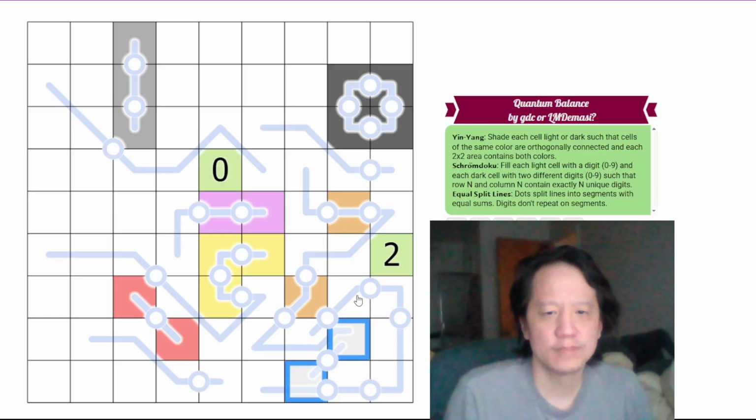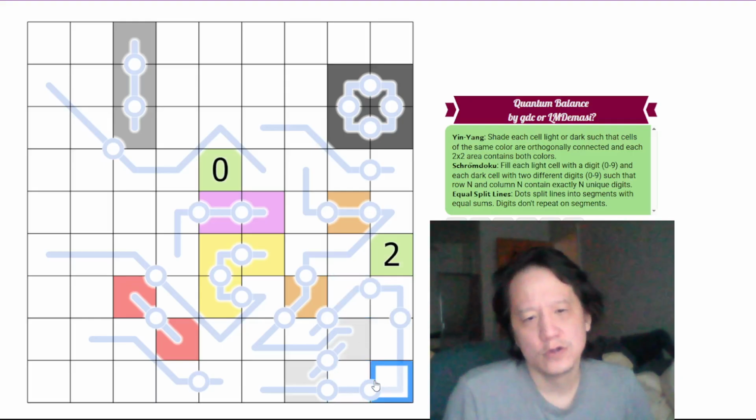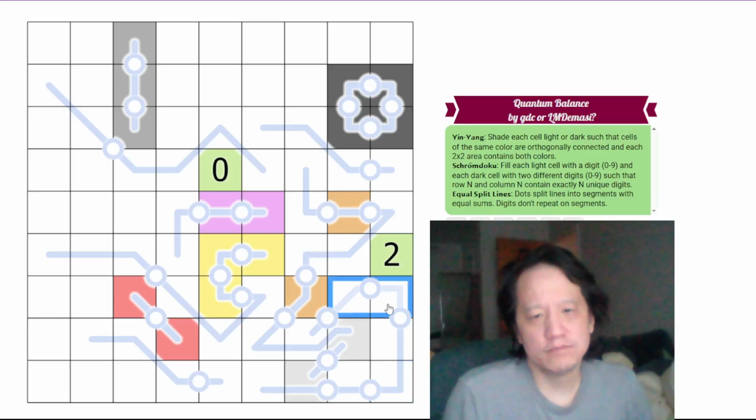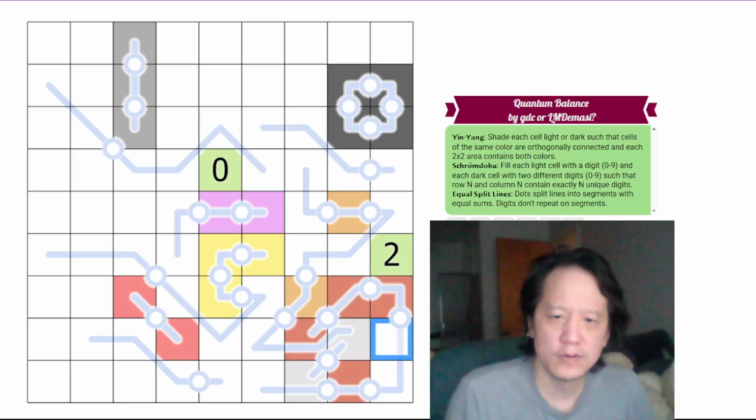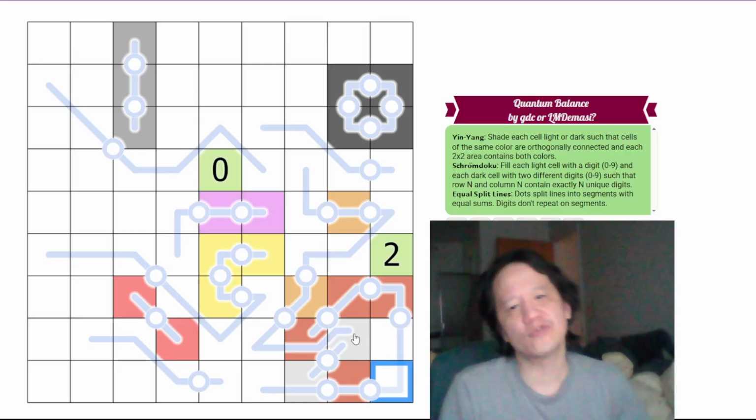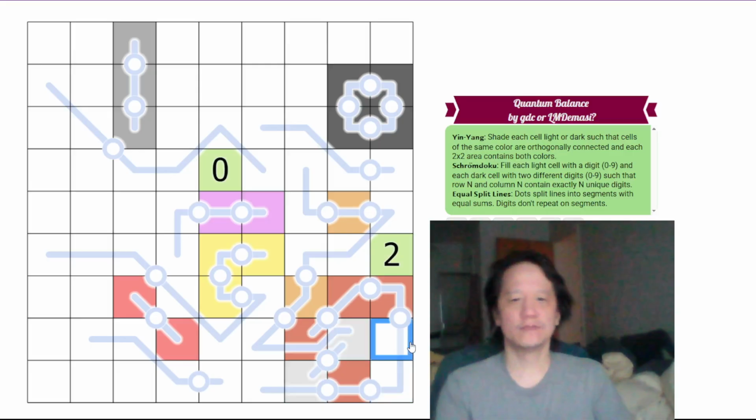Interesting. So this is a unique number color. Oh, this is the same as that. That's quite a bit that's the same. Okay, I guess we'll make this brown. So that's actually very important. So this is the same sum as that, which is the same sum as that, which is the same sum as that. Ooh, that's interesting.